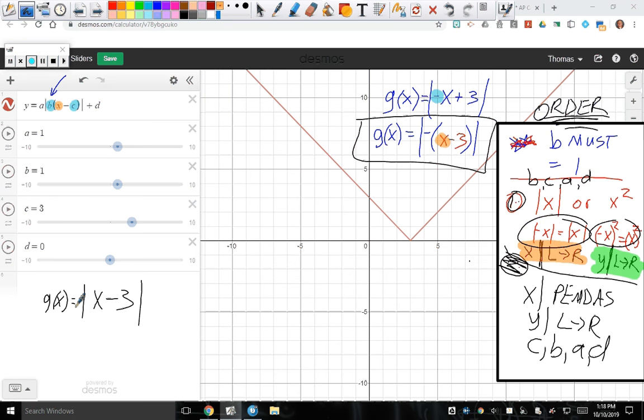You with me? But then if I throw this negative inside afterwards, and I make the b value into a -1, what do you think is going to happen? Hold on, let me slow down. What do negatives do? They do stretches, compressions, reflections, or shifts. What does a negative do?